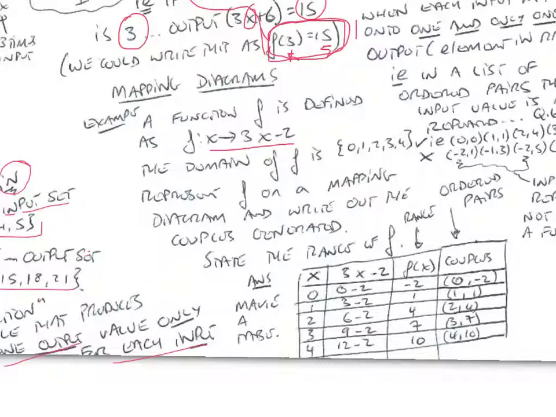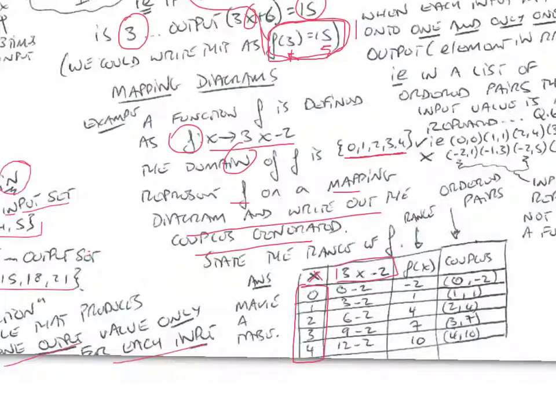The domain, i.e. the input values of f, are 0, 1, 2, 3 and 4. Represent this function f on a mapping diagram and write out the couples generated. So we'll see what couples are in 2 seconds. So the first thing to do is to make a table and note your x and set out your input, the domain of input values, sorry, the set of input values.